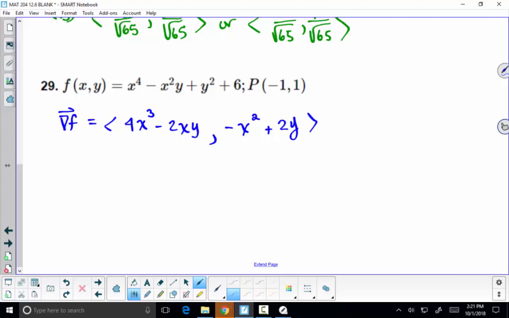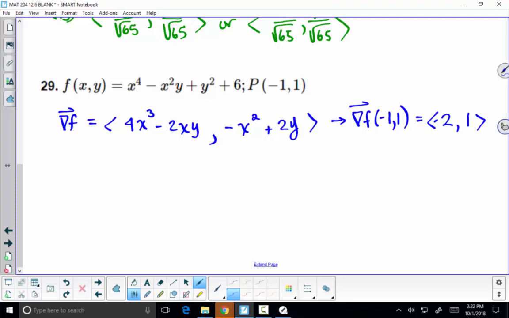Excellent. And then we evaluate it at our point of interest. So del f at -1, 1, or at p, however you want to put it. Just plug in -1 for x, 1 for y. So what do we get there? Looks like -6? Do we agree? No. I got -2, 1. Let's see: -1 times 4 is -4, plus 2 is -2, and the second component is 1. Yes, I agree. -2, 1.